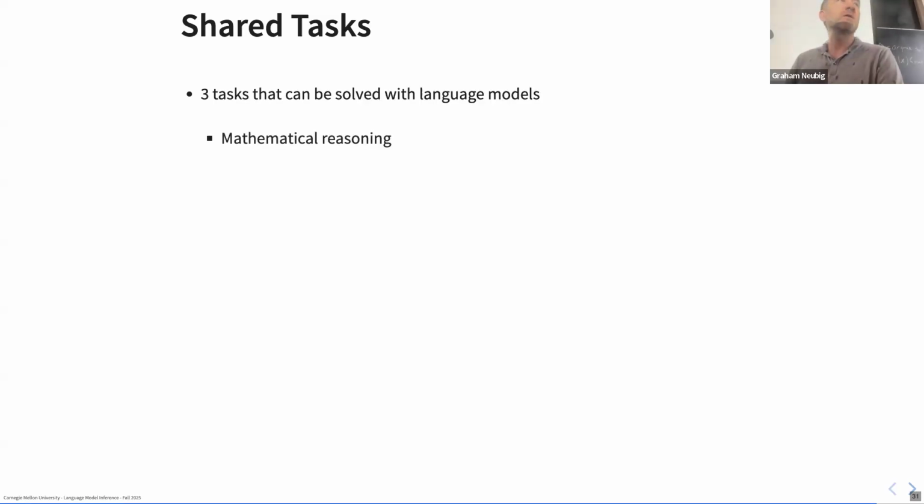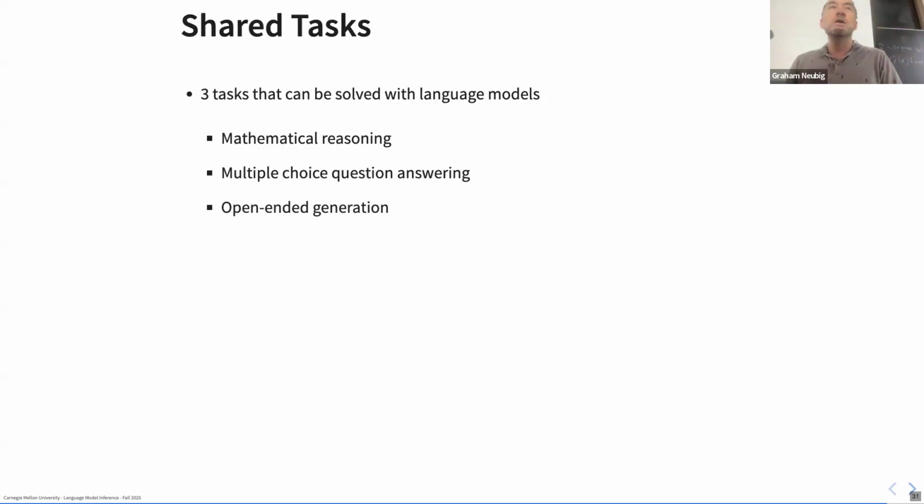So the first one is mathematical reasoning, very popular nowadays. So basically trying to solve math problems. The second one is multiple choice question answering. This is interesting because your choices are very limited, but you can use latent variables like thinking to try to improve your accuracy. And also evaluation is very simple.